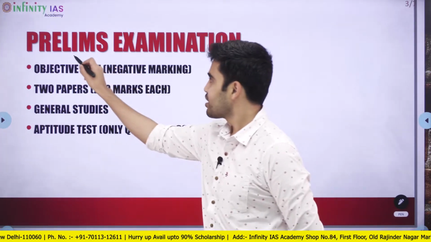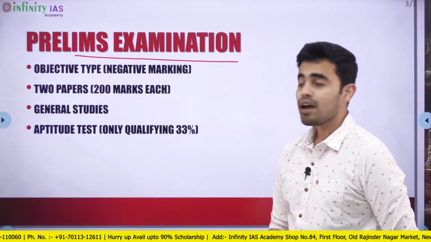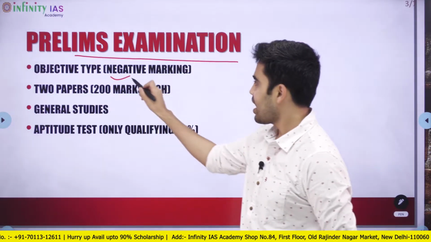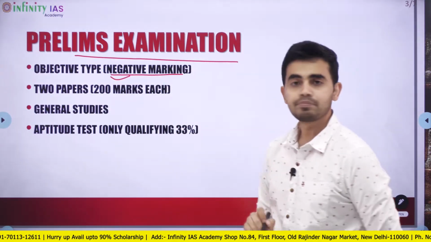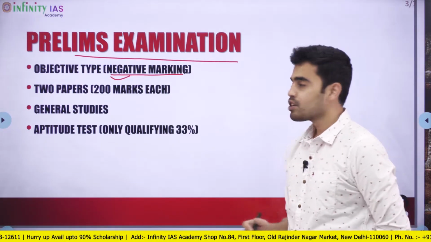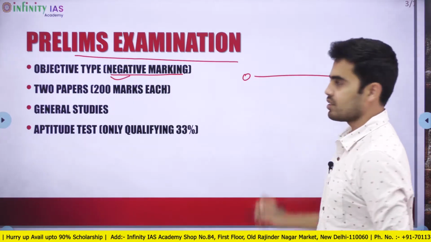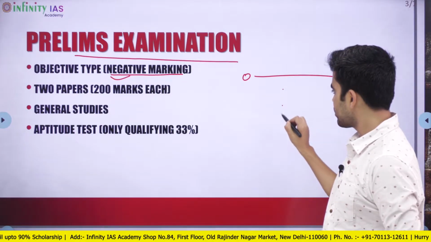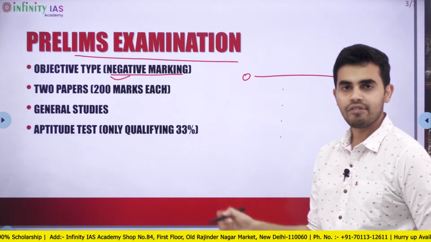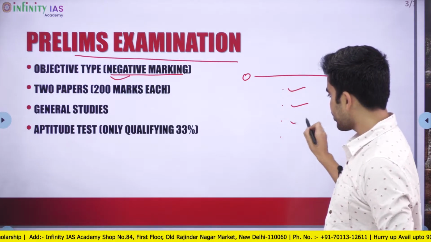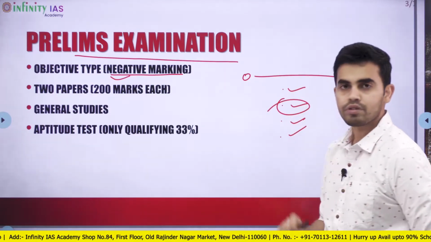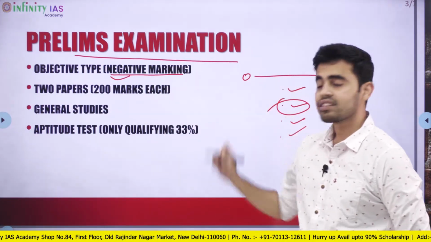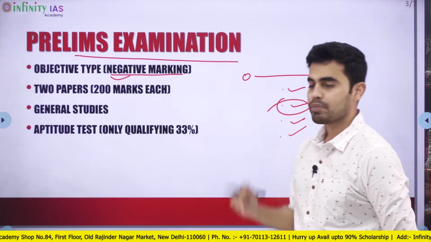So let's see the prelims examination. Prelims examination is an objective type of examination and with negative marking. So what is objective type? Here we will be asked a question and we will have to choose the option from the multiple choices that will be given. That is, there will be 4 choices and we will have to choose one of them. It's an objective type of examination and there is negative marking in the paper.